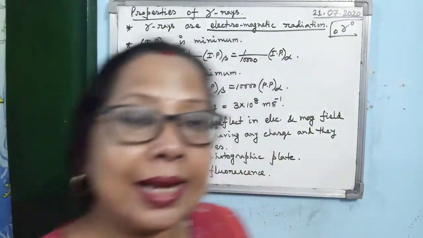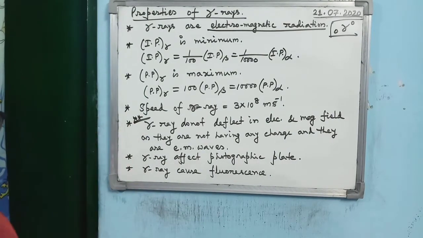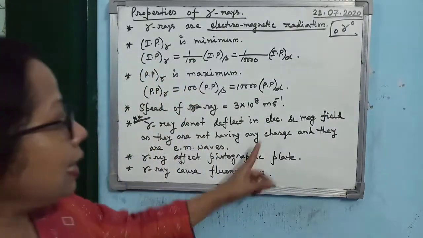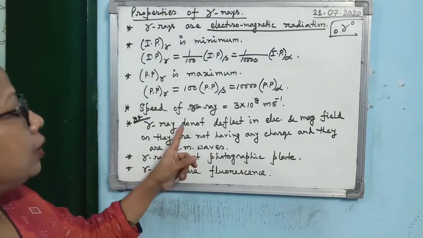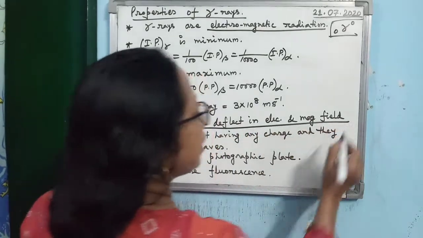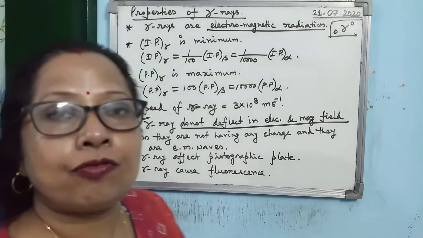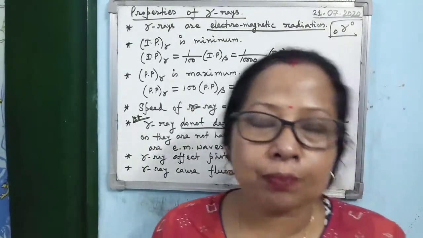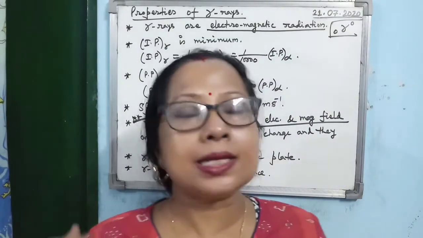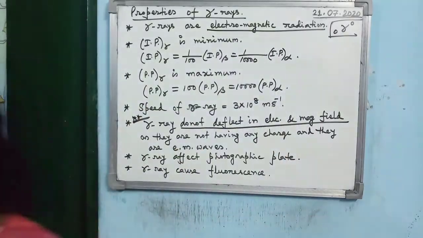And this point is very important related to gamma rays. As gamma rays do not have any kind of charge, it is an electromagnetic wave, so it does not deflect in electric and magnetic fields. And gamma rays also, just like alpha and beta, affect the photographic plate. Gamma rays also cause fluorescence. The other properties I am just saying verbally, okay, I am writing it.